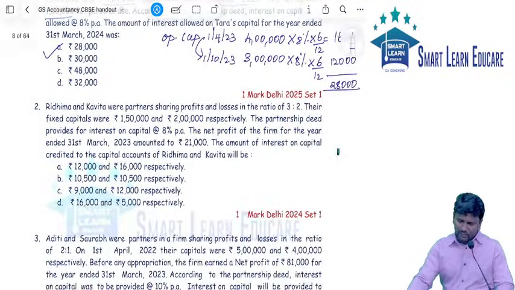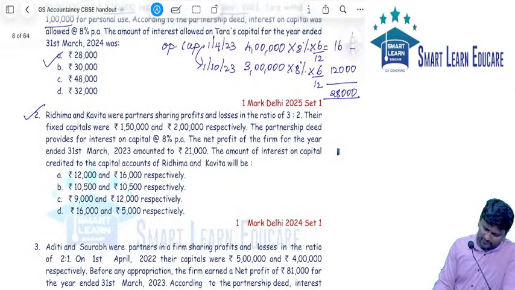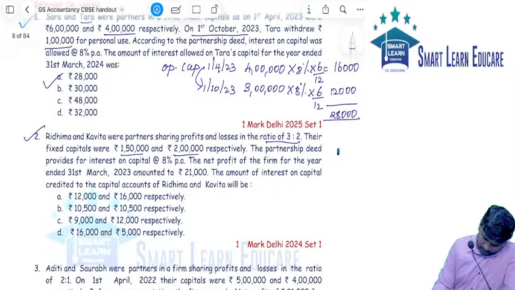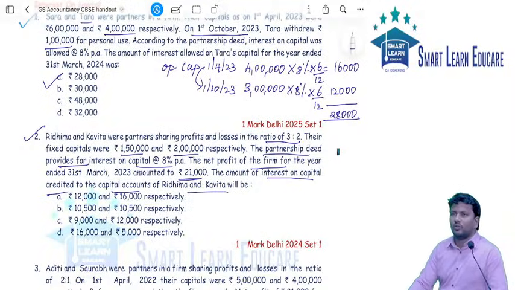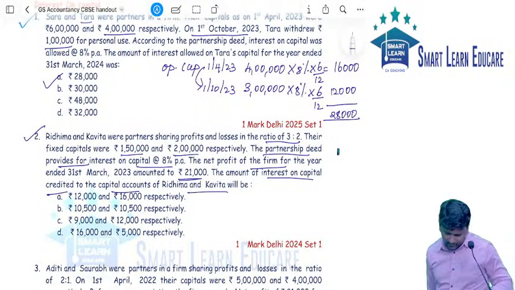Next, second question. R and K were partners in a firm. They are sharing the profits in the ratio of 3:2. Fixed capital 1,50,000 and 2 lakh is given. The partnership deed provides that interest on capital at the rate of 8%. The net profit of the firm for the year ended is only 21,000. The amount of interest on capital credited to partners capital will be how much? You should tell me. First you try, then we will discuss the answer.